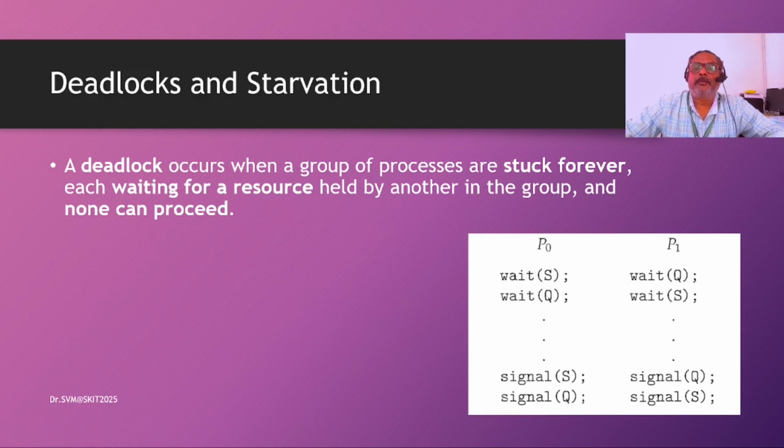P0 is waiting for P1 to release Q, and P1 is waiting for P0 to release S. P0 can release S only when P1 releases Q, and P1 can release Q only when P0 releases S, and this is what we call a deadlock situation.